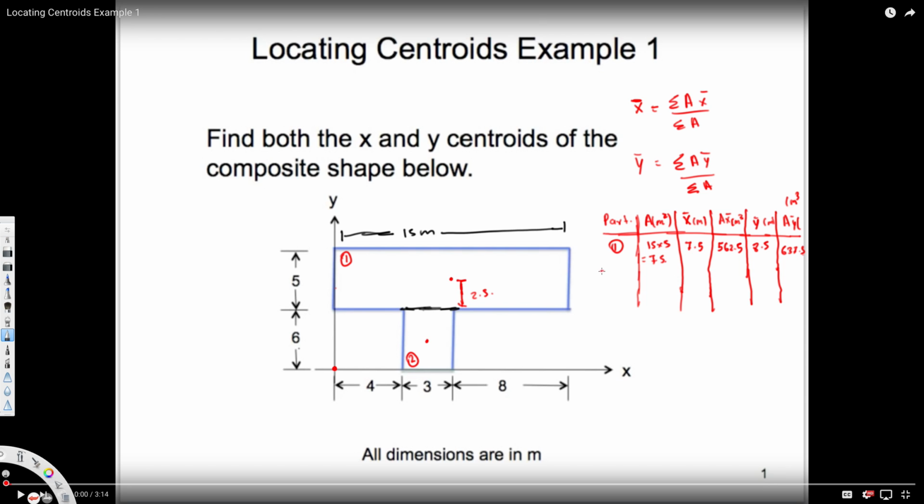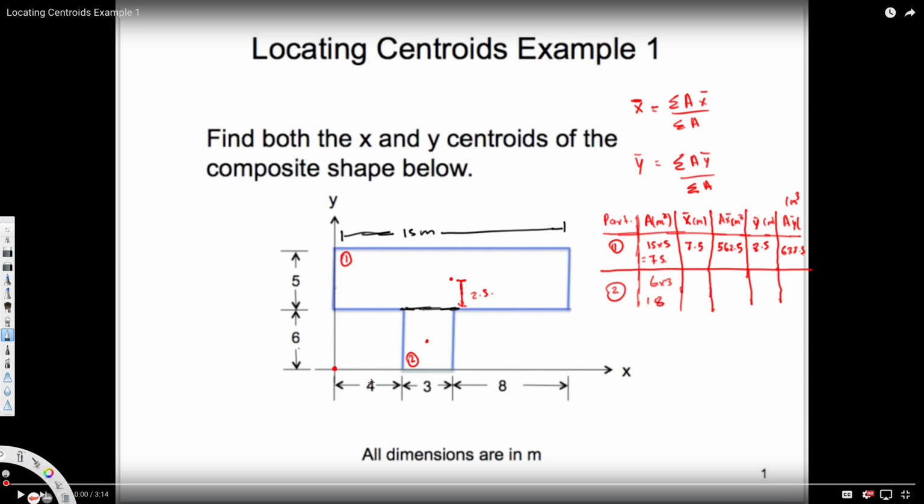So that's all we need to know in the part 1. Now let's move to the part 2. So the part 2 area is going to be length times the width. The length is given 6 and the width is 3, so 6 times 3 is going to be 18. And x bar is going to be the same thing.